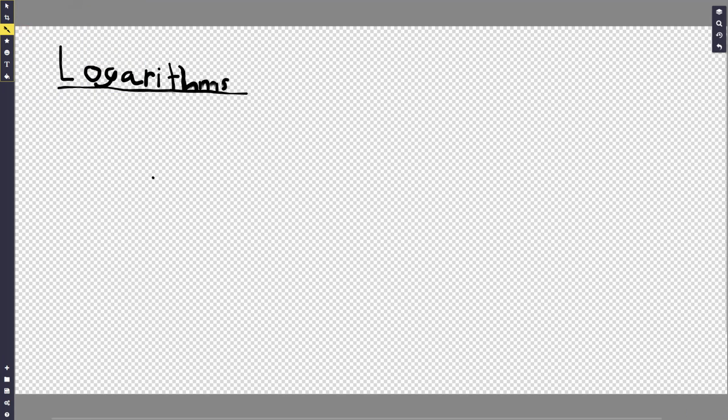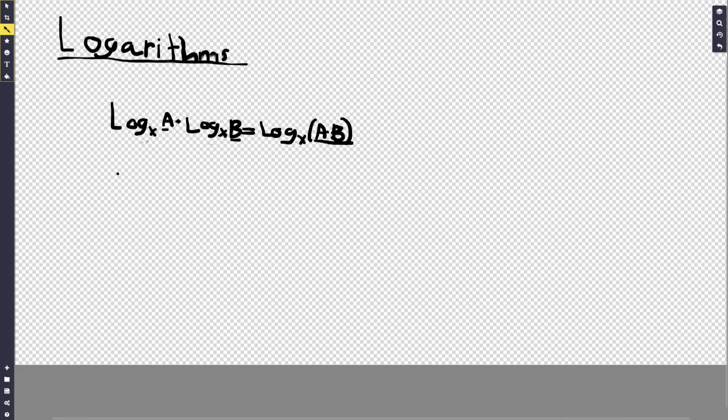So now let's talk about the properties of logarithms. Let's start with the first one. Just for example, we have log base x of a plus log base x of b is equal to log base x of a times b. You guys should probably look up the proofs on your own, because I'm not going to prove them right here.